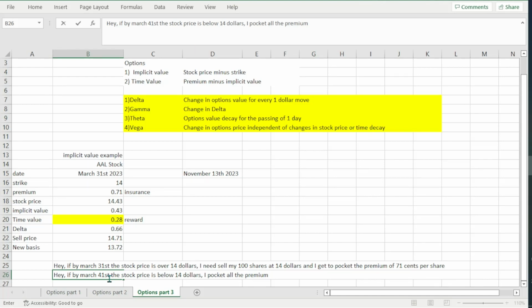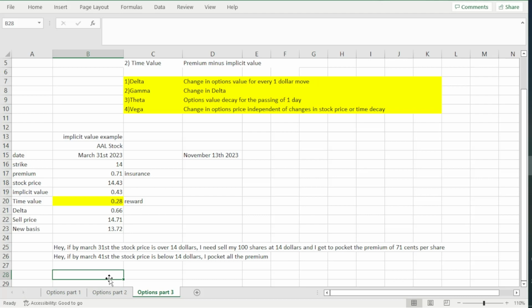In this second scenario, that's not necessarily a good scenario, because it depends really on where the stock price ends. So now we could create a scenario. Let's say that by March 31st, AAL, which is American Airlines, closes at $14.